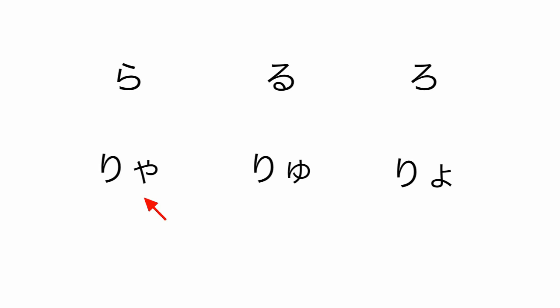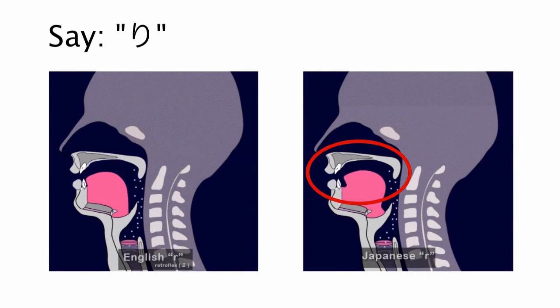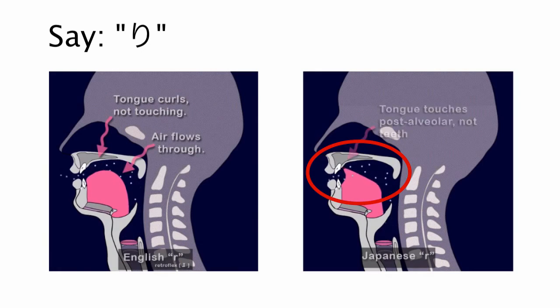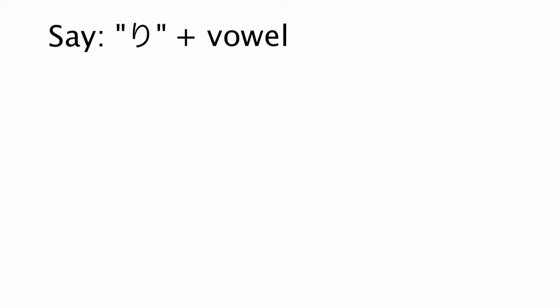らりゃるりゅろりょ. How do we actually pronounce these sounds? Let's find out. First, say り. Make sure that your tongue is touching the roof of your mouth, as we learned in the らりる video. りりり. Then, follow that with the corresponding vowels. For example, if you're practicing りゅ, say りゅ and increase the speed as you repeat it.